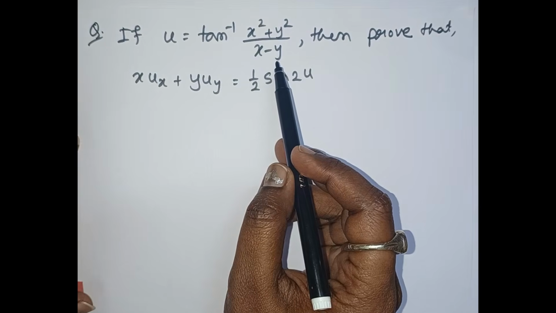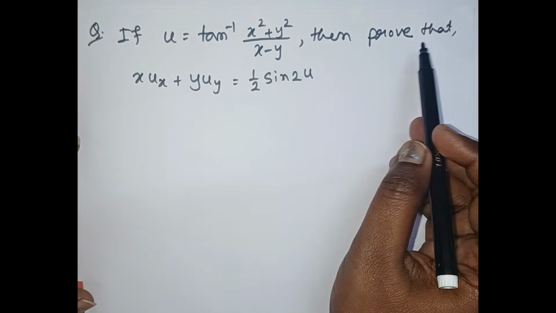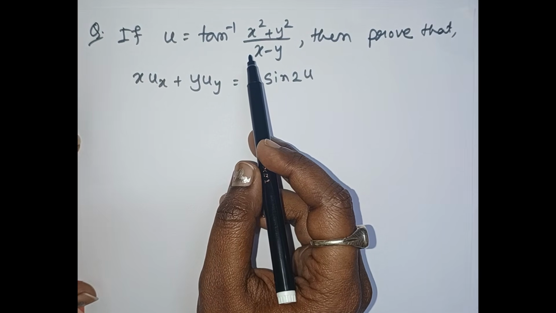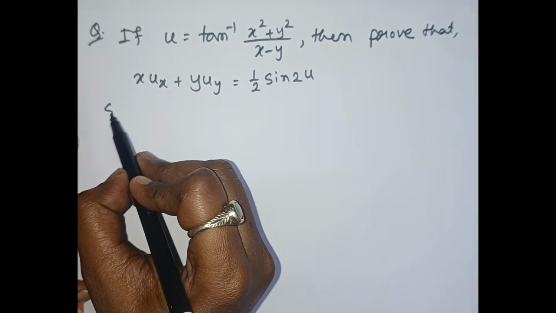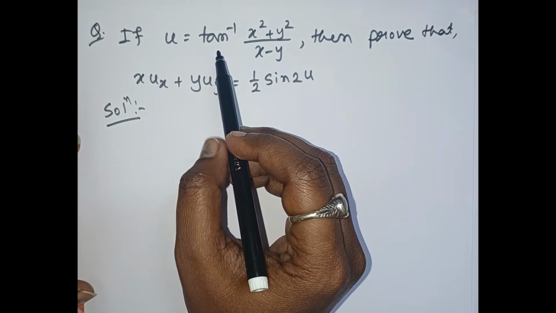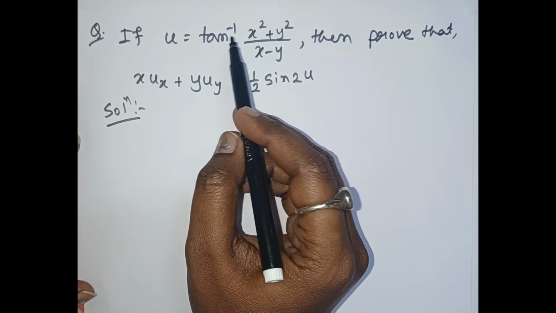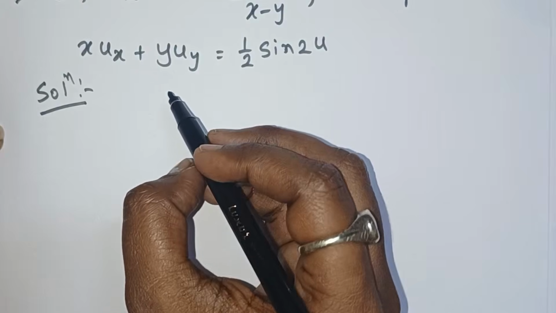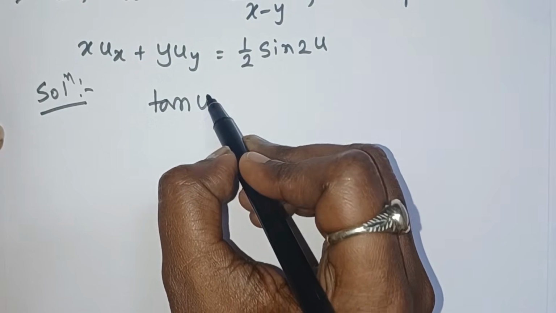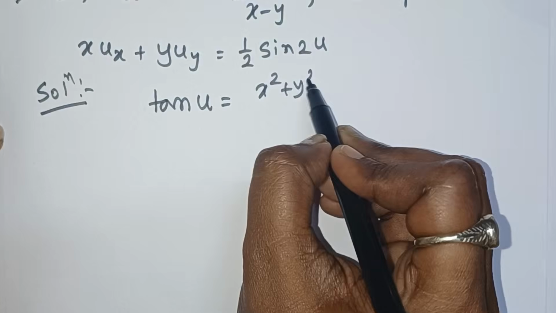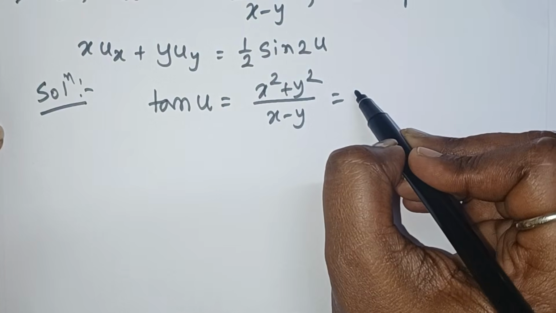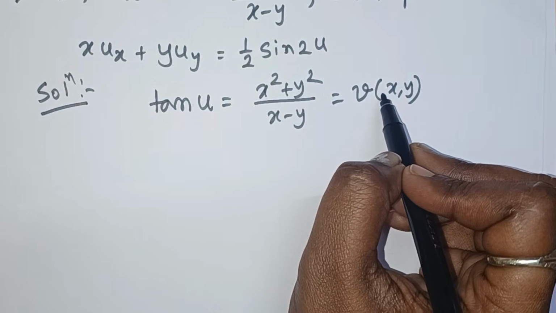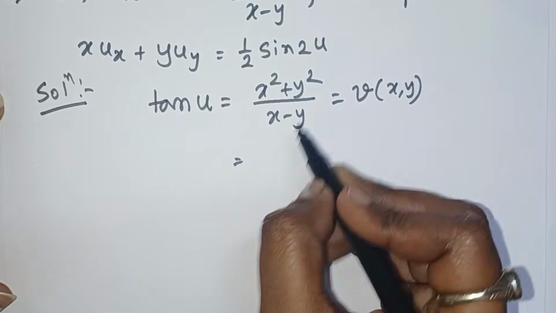Let us solve this question where u equal to tan inverse of (x square plus y square) by (x minus y). Then we have to prove this given expression. Now see that since this is an inverse function, the partial derivatives will be a little bit complicated. So we will turn this into a simpler function. So just write tan u equal to (x square plus y square) by (x minus y), and take this function as another, say v(x,y). Then we will apply Euler's theorem on the function v.